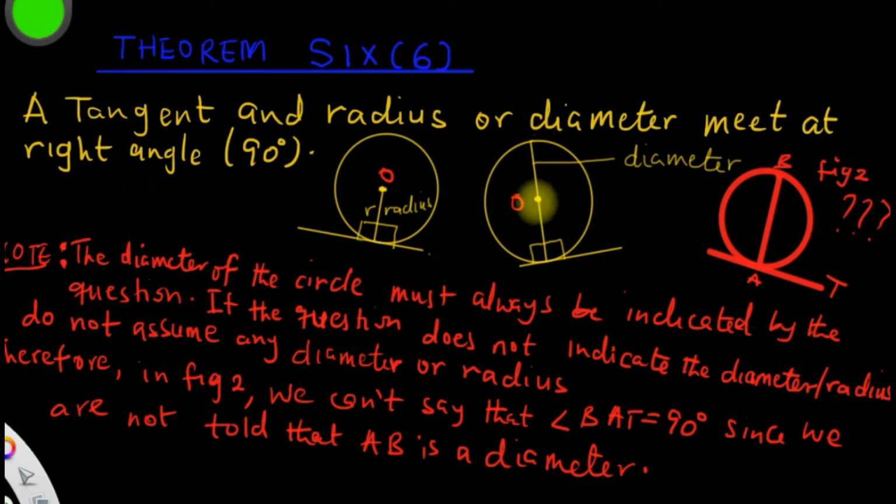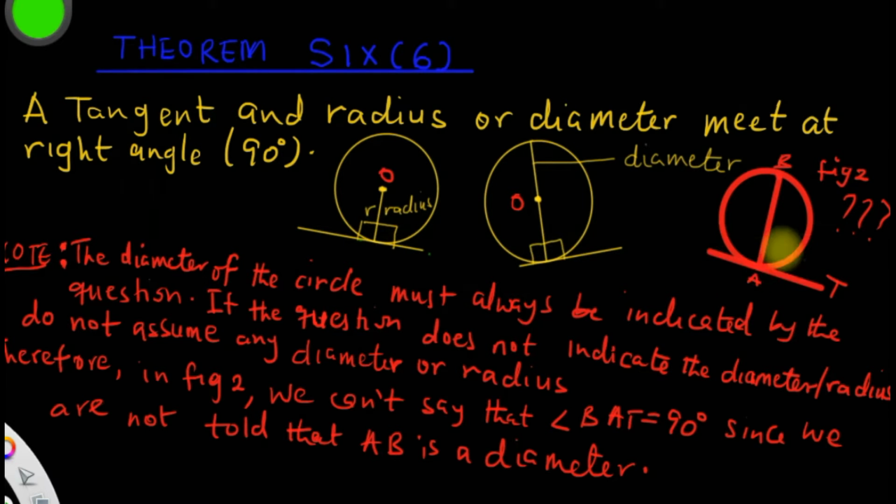When we look at the second illustration, we have another tangent, and this is the center of the circle, and we have this chord going through the center, which is the diameter. That chord is the diameter as I've named it. This theorem says that a tangent and a diameter always meet at a right angle, and a tangent and a radius always meet at 90 degrees, which is a right angle.